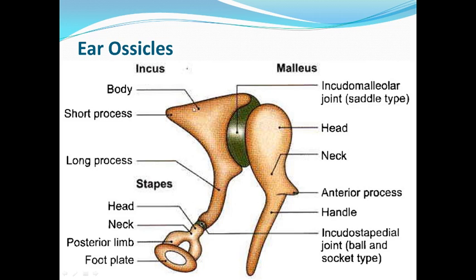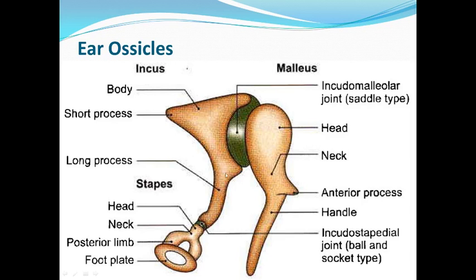So it has the following parts: the uppermost part is the body, which is the largest part and bears an articular surface which is articulating anteriorly to the head of the malleus. Now we have a long process. Yes, you can see in this figure, it is labeled here, the long process.